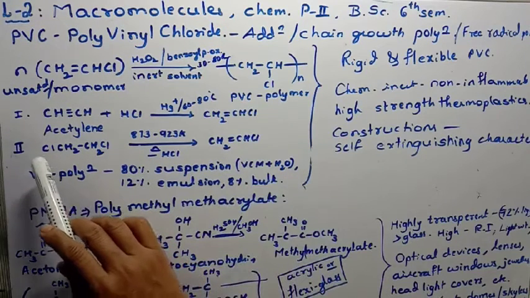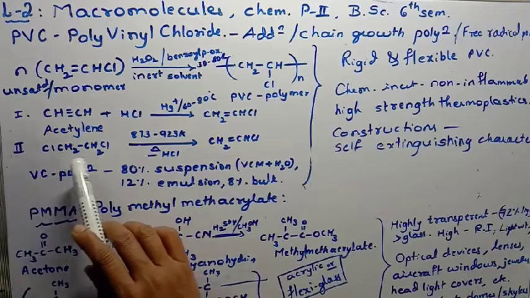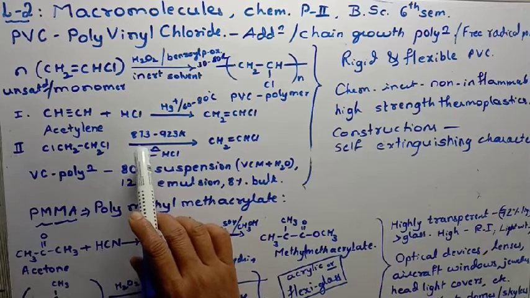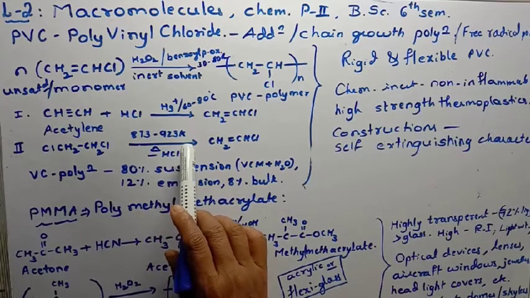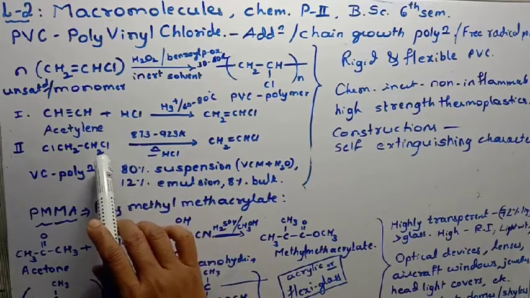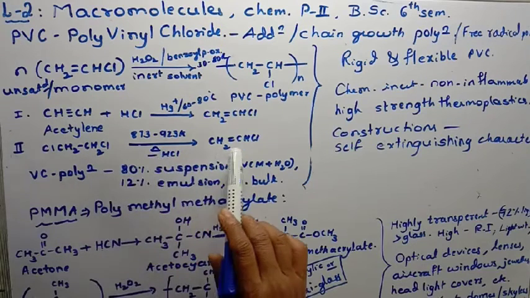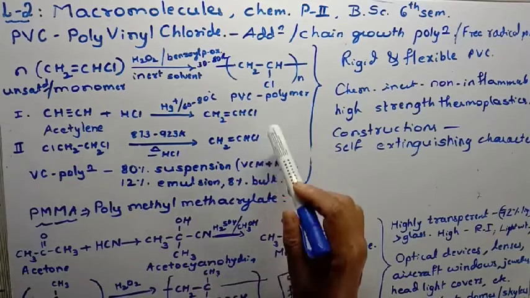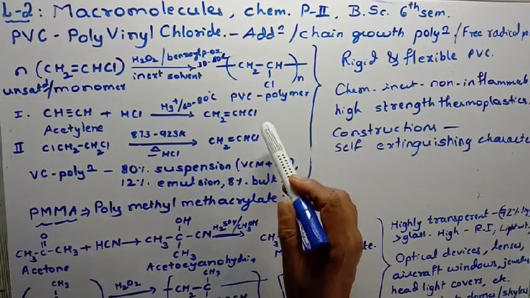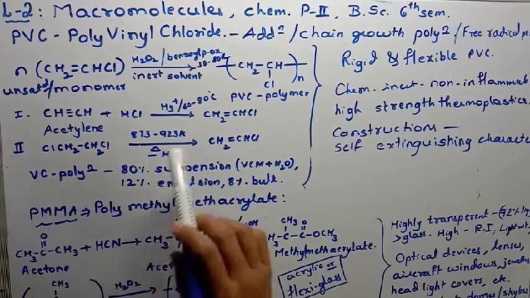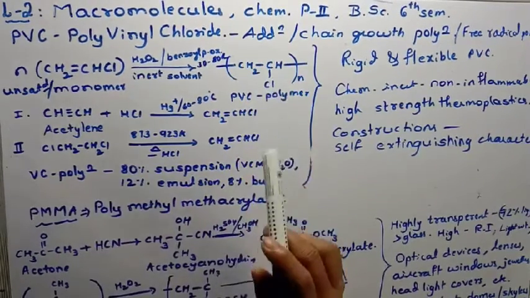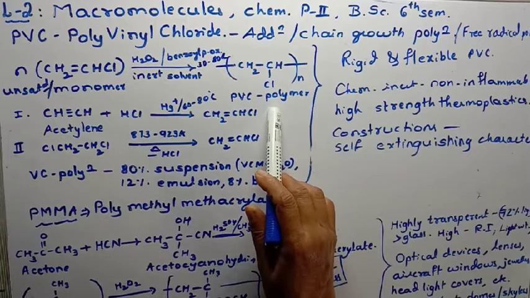There is a second method where dichloroethane, C2H4Cl2, is heated in the range of 873 to 923 Kelvin. Then dehydrohalogenation takes place and as a result vinyl chloride will be formed. So in both cases vinyl chloride is obtained, and when this vinyl chloride is subjected to polymerization, it gives a macromolecule, that is polyvinyl chloride.